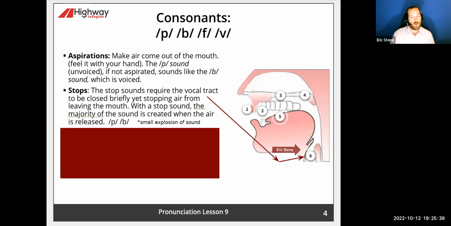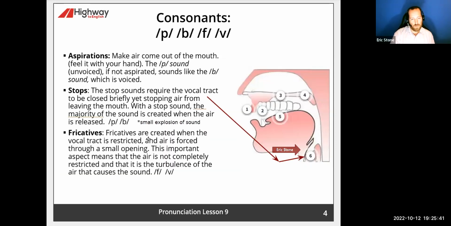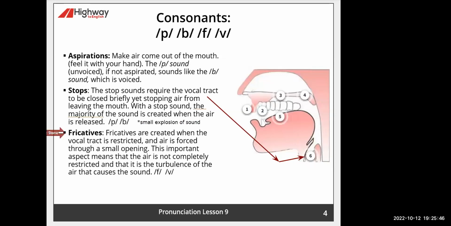So, okay, good. So that's called a stop sound. And then the last part is fricatives. Fricatives are created when the vocal tract is restricted. The air is forced through a small opening. These important aspects mean that the air is not completely restricted, and that it is the turbulence of the air that causes the sound f and v.